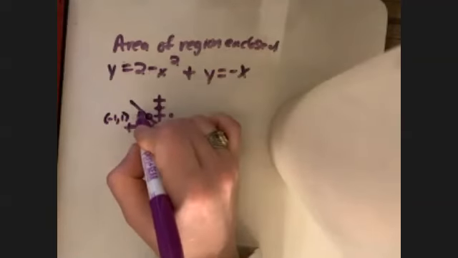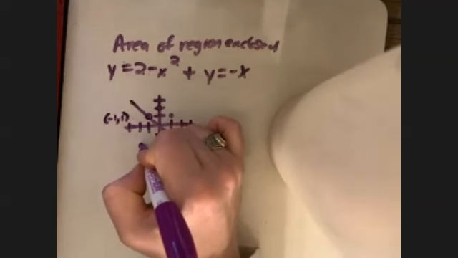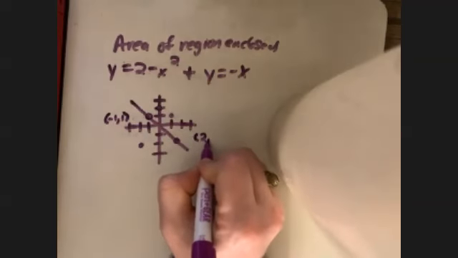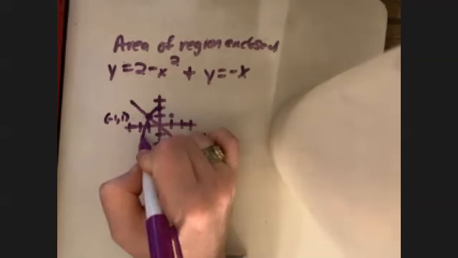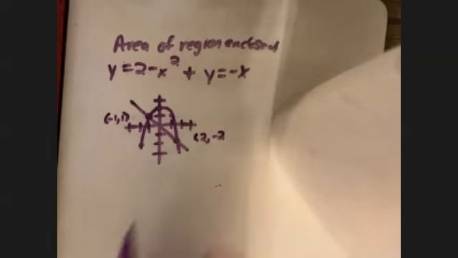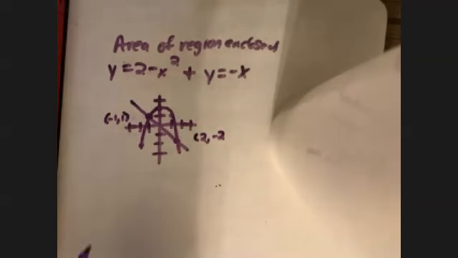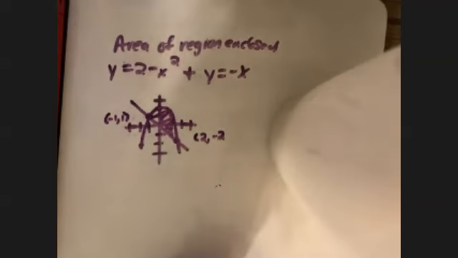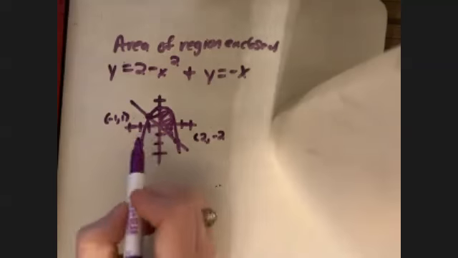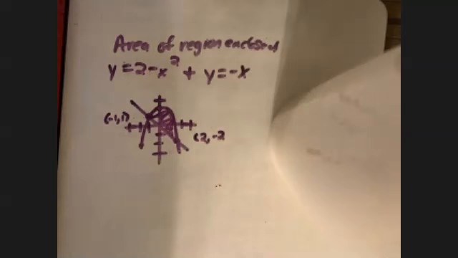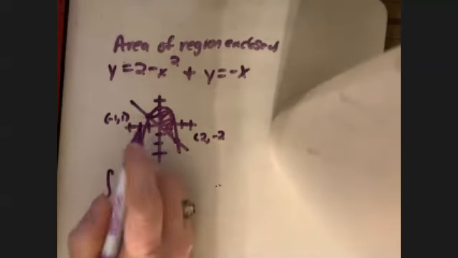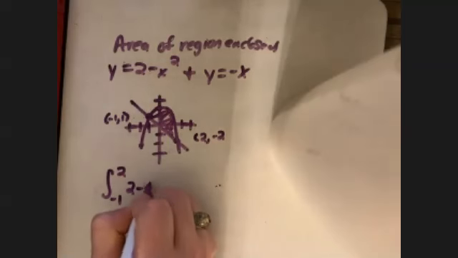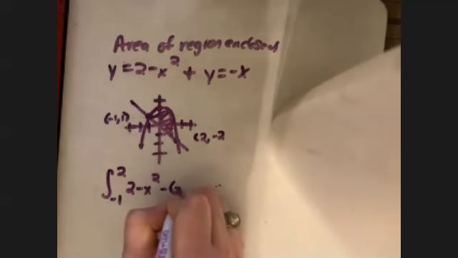Here, and then out to down 4. And there's going to be the other one right there. So that's going to be at 2, -2. So we notice we're doing this area right in here. So we have that the curve is the upper, the line is the lower. So we're going to integrate from -1 to 2 of negative x squared minus a negative x.